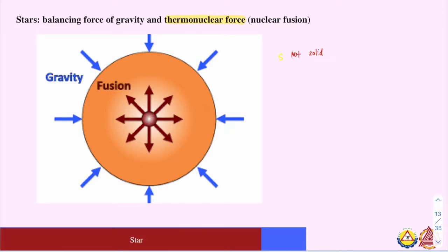What phase of matter they are in, that's for you to search, but they are not solid. So they are actually made up of ionized gases. I mentioned that already, no? Ionized gases. So how does your gas become stable?